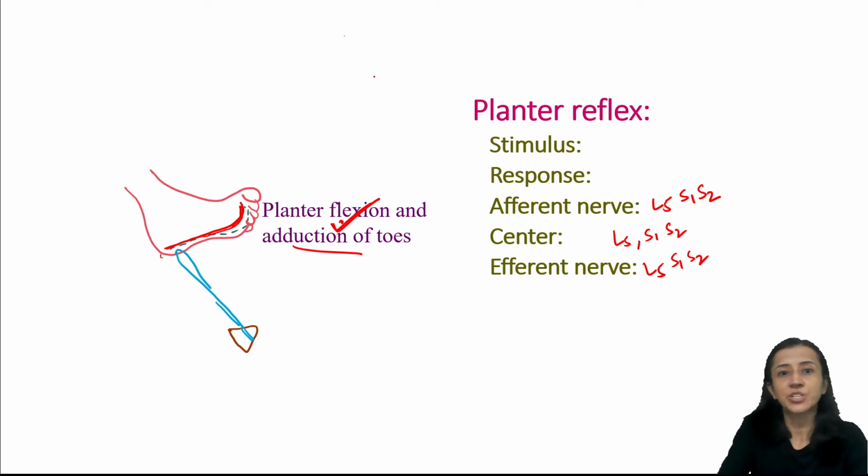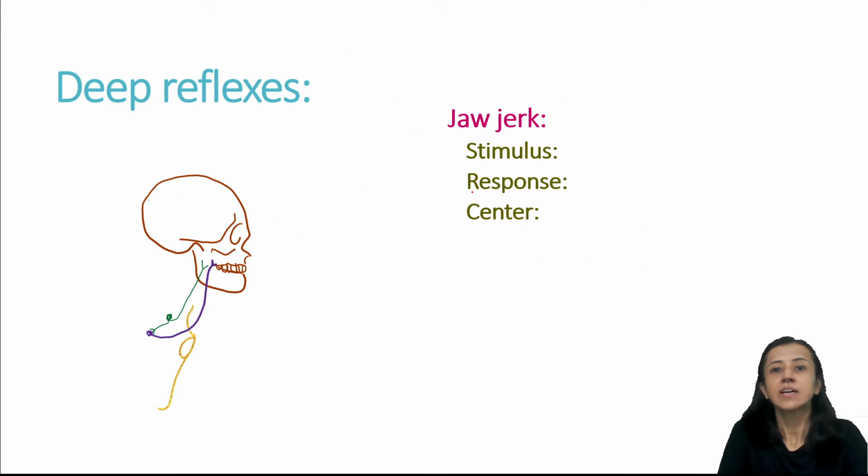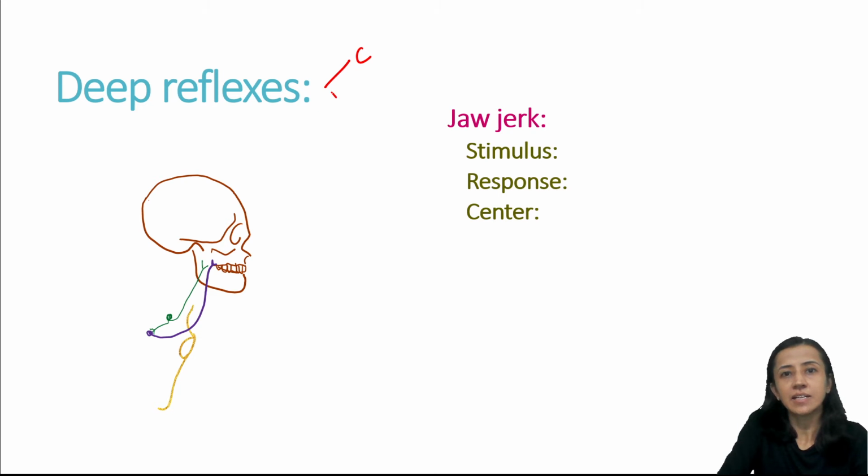I repeat, superficial reflexes are divided into cranial and spinal. Cranial are corneal, conjunctival, pharyngeal and uveal. Spinal are the abdominal and plantar reflex. Okay, now we move to deep reflexes. Deep reflexes, again, are cranial and spinal.